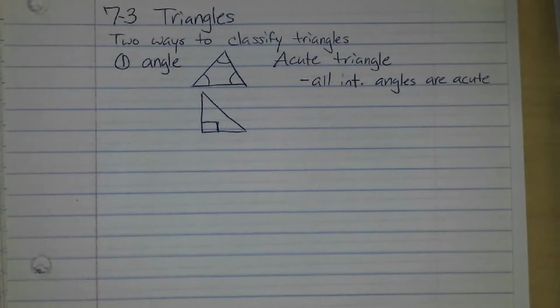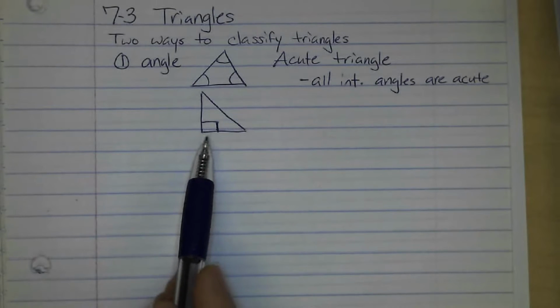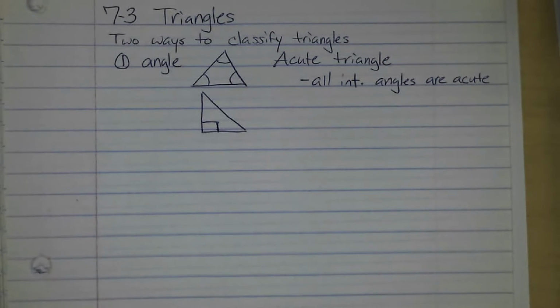Next up, what kind of angles in that triangle? That little box, if you said right, you're right. See what I did there? And what do we call this? A right triangle.